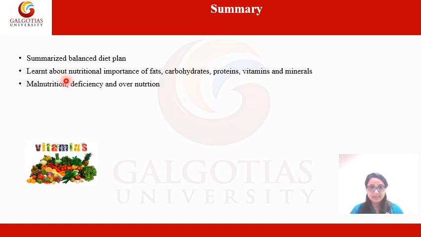So what did we study in our today's presentation? We summarized the balanced diet plan, what components are included in a balanced diet plan, in what quantity they should be taken, how glucose helps us in giving us instant energy, how starch is converted into glucose. We also learnt about the nutritional importance of fats, carbohydrates, proteins, vitamins, and minerals. We discussed some new terms, that is malnutrition, that is deficiency of major components of nutrients in our diet. We discussed about deficiency of a particular nutrient, and overnutrition.